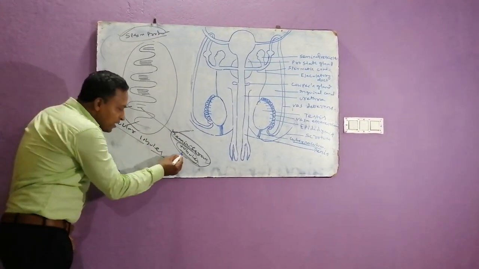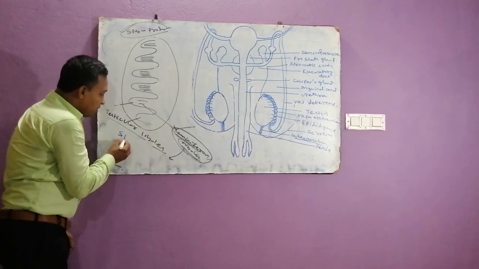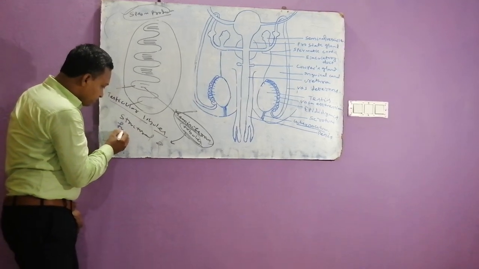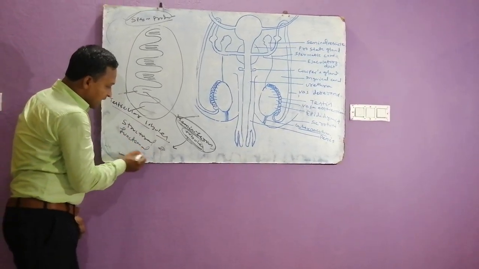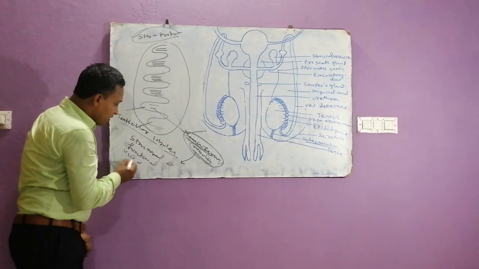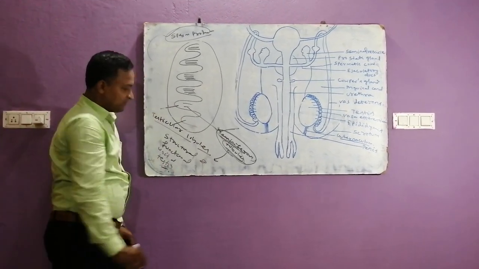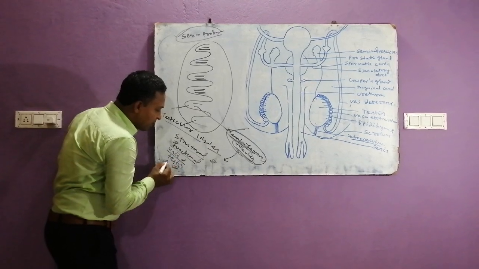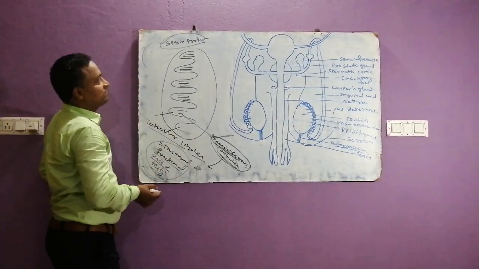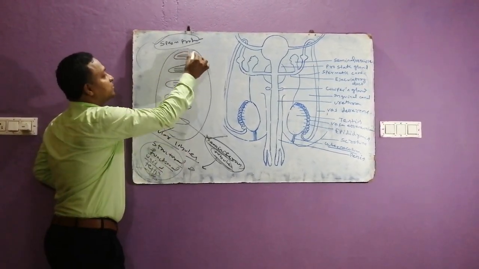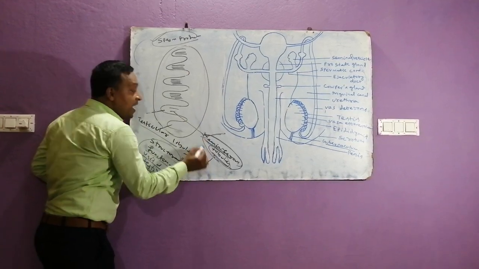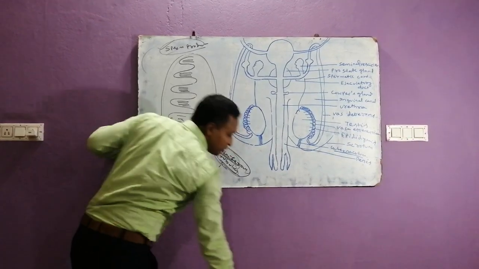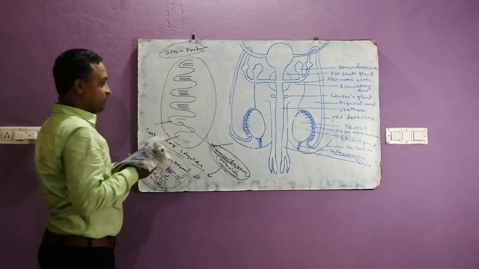So, the seminiferous tubule is called the structural and functional unit of testes. Yes, seminiferous tubule is called structural and functional unit of testes. The entire structure of testes is made of seminiferous tubule and it produces which one? Sperm. Okay, let us focus on the structure of seminiferous tubule.